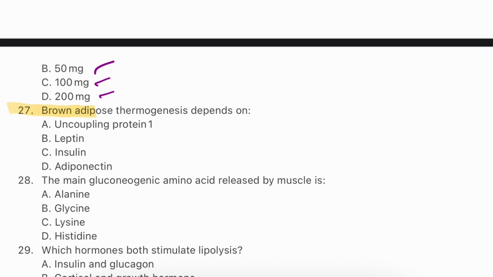Question number 27. Brown adipose tissue thermogenesis depends on uncoupling protein 1, leptin, insulin, or adiponectin. The answer will be A, uncoupling protein 1. Uncoupling protein 1 in brown fat dissipates the proton gradient, generating heat. This I have discussed in part 1 of my discussion series.